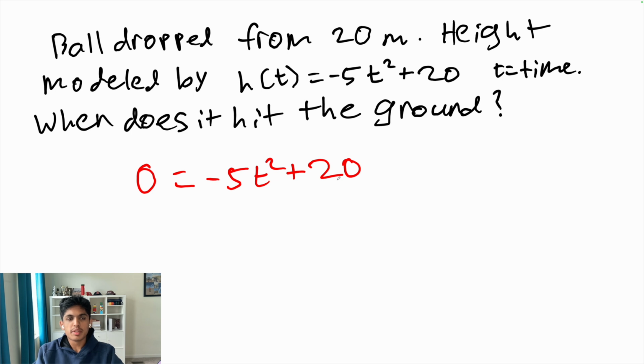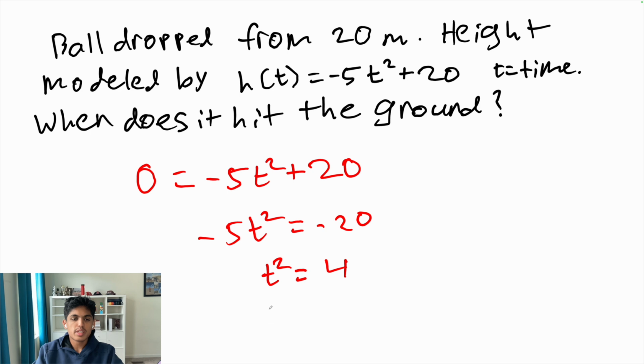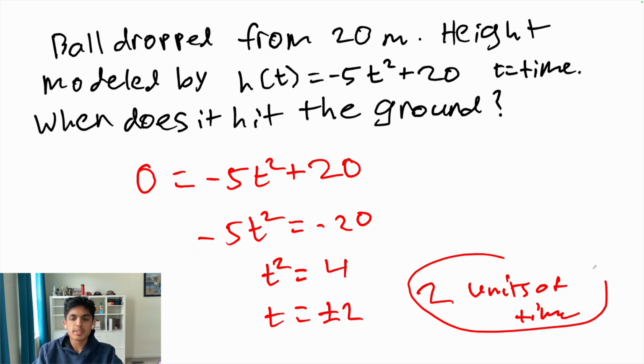Okay, now it's pretty simple from here. We just do something very similar to the other problem because we're just trying to find the time at which this is true. And so we're just going to do negative 5 t squared is equal to negative 20. t squared is equal to 4. And t is equal to plus or minus 2. And since time can't be negative, we will just have 2 units of time, most likely going to be something along the lines of seconds.